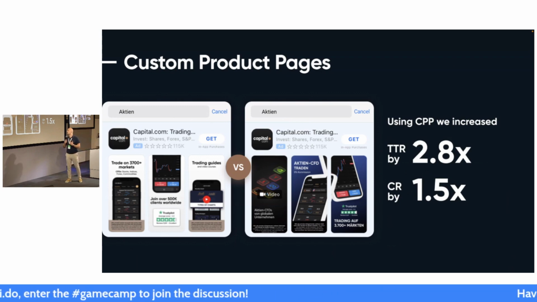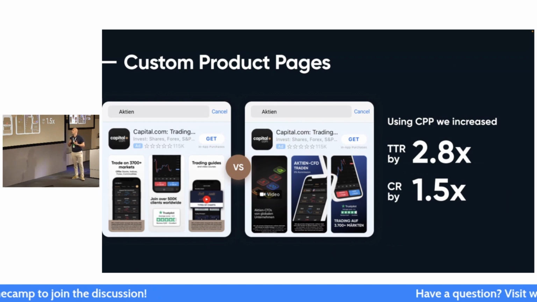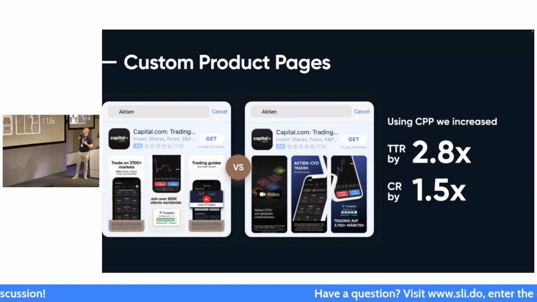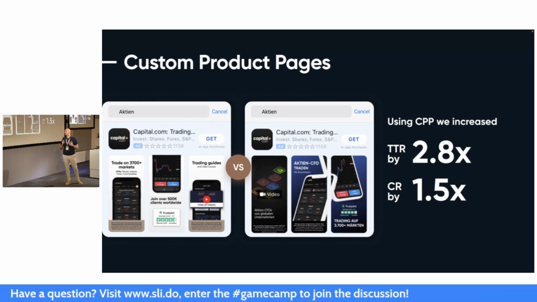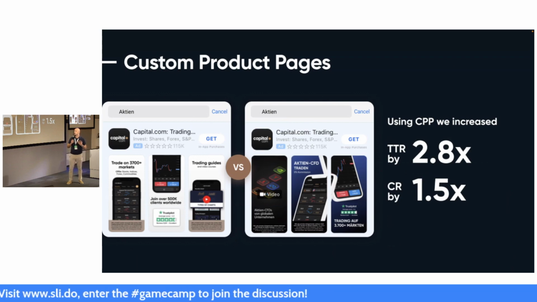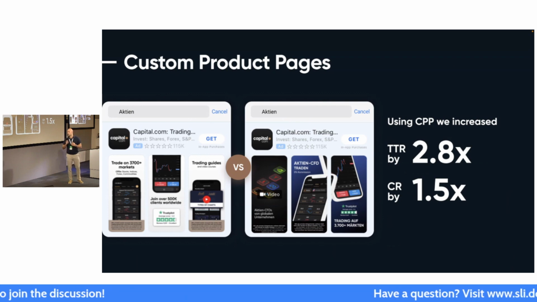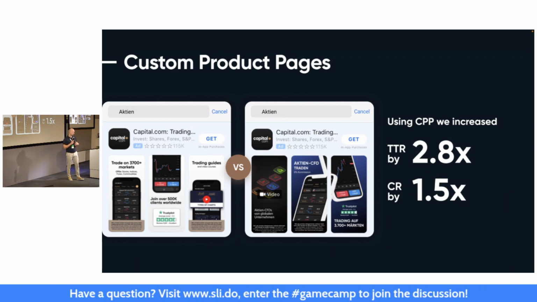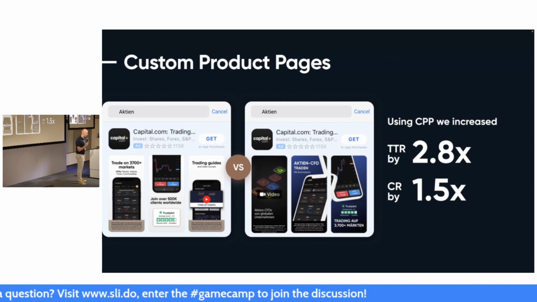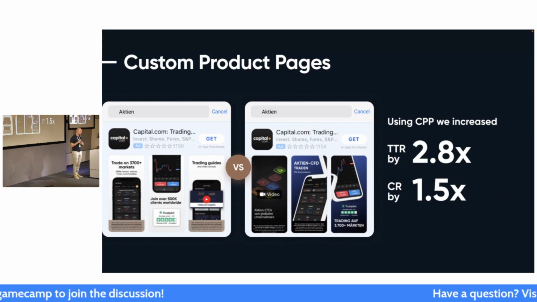Here we can see on the slide how we decrease cost per install. I didn't share that information here, but we increased our TTR by 2.8 times and CR by 2.5 times. This is an example of a keyword cluster. That's not the only keyword in this cluster, we also have other keywords. This is a good example of how it works.